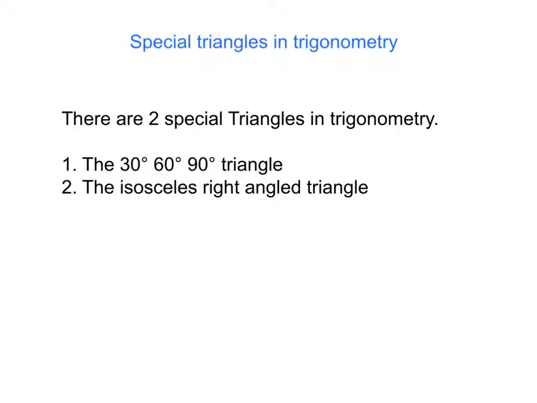So we're going to have a look at some special triangles in trigonometry that allow us to find angles and side lengths in triangles without the use of a calculator. It can only occur in some pretty specific triangles, and these are special triangles. The first one is a 30, 60, 90 triangle, and the second one is an isosceles right angle triangle. So let's have a look at some examples.